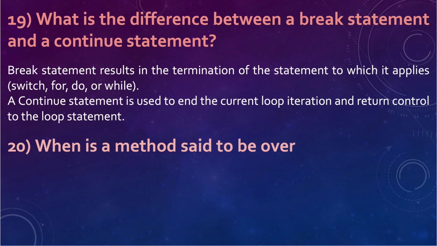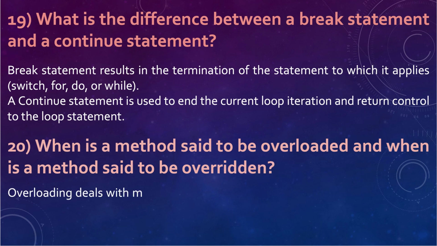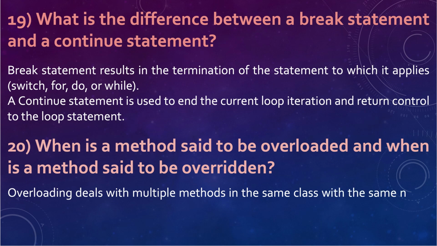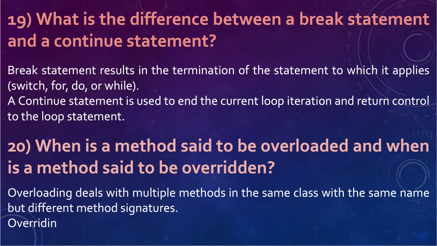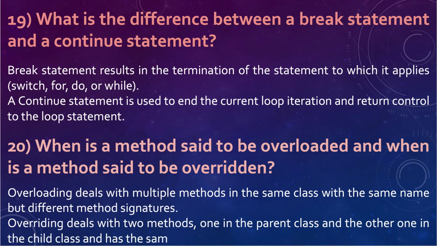When is a method said to be overloaded and when is a method said to be overridden? Overloading deals with multiple methods in the same class with the same name but different method signatures. Overriding deals with two methods, one in the parent class and the other one in the child class, and has the same name and signatures.